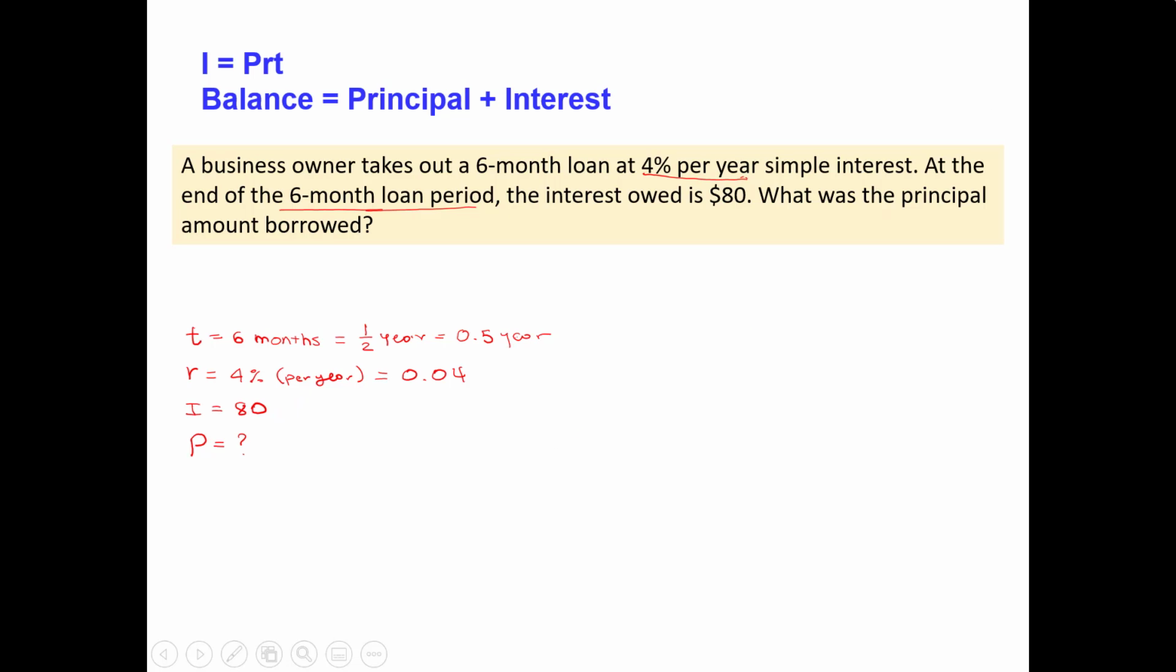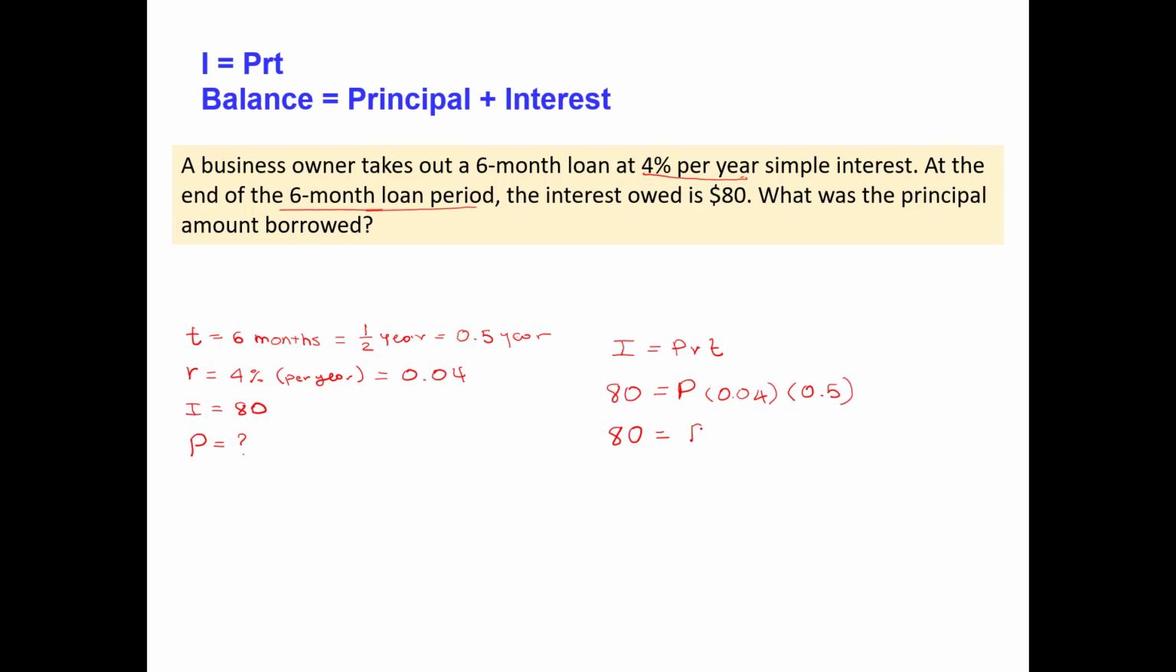Then now we can calculate the principal. Let's write the equation, and plug in the values. Interest is 80 equals. We don't know the principal, so we will write the variable P here. The rate is 0.04 and the time is 0.5. Then let's multiply these together. 0.04 times 0.5 is 0.02.